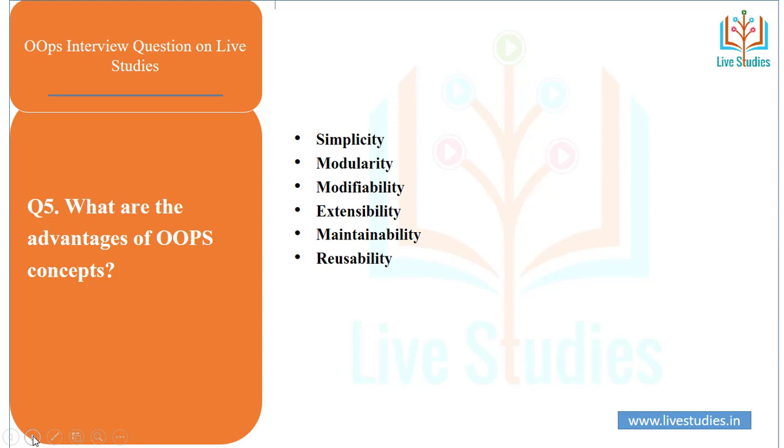Modularity means each object forms a separate entity whose internal working is decoupled from other parts of the system. Modifiability means it is easy to make minor changes in the data representation or the procedures in an OOPS program. Changes inside a class do not affect any other part of the program, since the only public interface that the external world has to a class is through the use of methods.